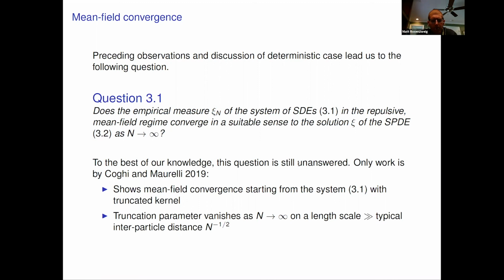field convergence starting from the stochastic point vortex system, but with a truncation of the kernel, where the truncation parameter is n-dependent, and it's vanishing as n goes to infinity, but on a length scale which is much larger than the typical distance between the point vortices, which is like n to the -1/2. So in some sense, it's avoiding the essential difficulty of the problem, which is dealing with the singularity of the interaction kernel.